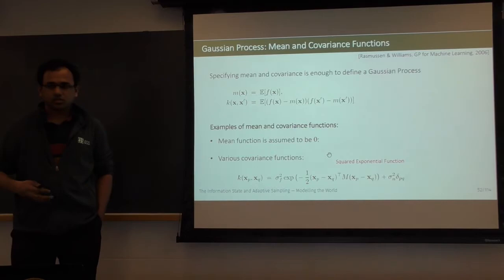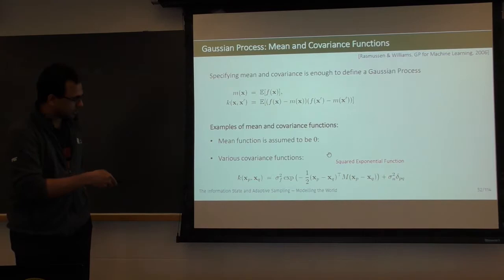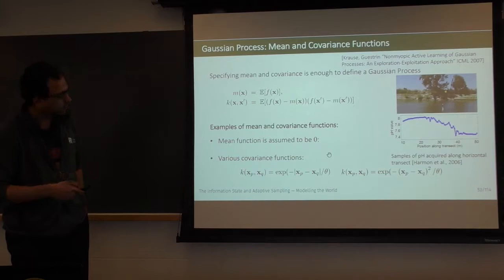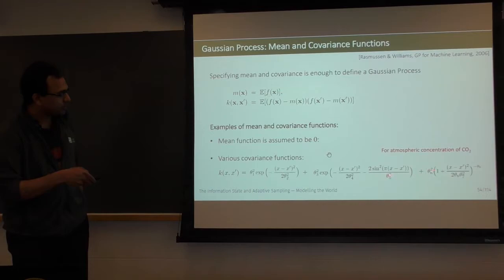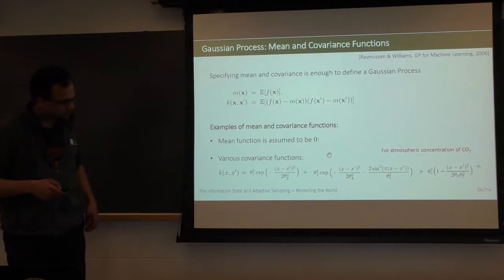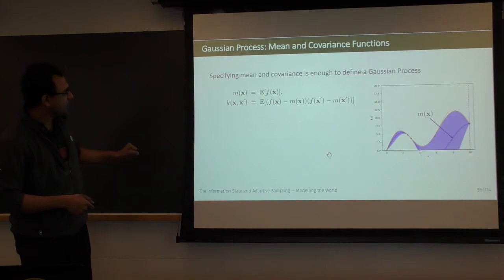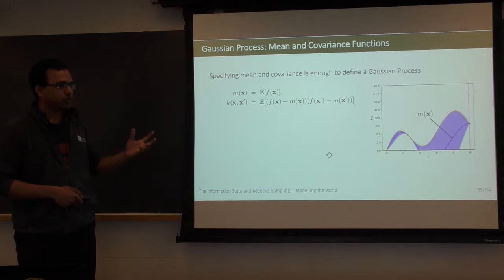So this is a squared exponential. This almost looks like a Gaussian. So that's one very popular one that's used. Another one that is used in this paper is an exponential or a square exponential, which measures the concentration across the line on the river floor, I think. And there's another one, I don't even know what this is, but it measures atmospheric concentration; this is the covariance between two samples. Anyway, there are many covariance functions in the literature that are used. So essentially, specifying the covariance function and mean function is enough to give me the Gaussian process.